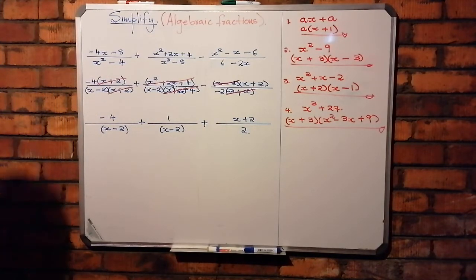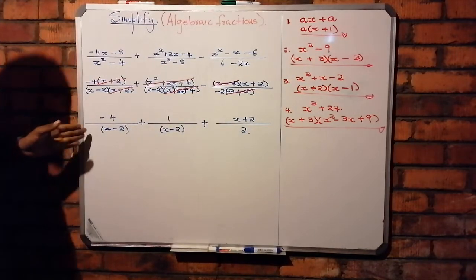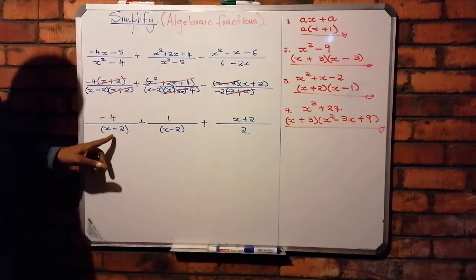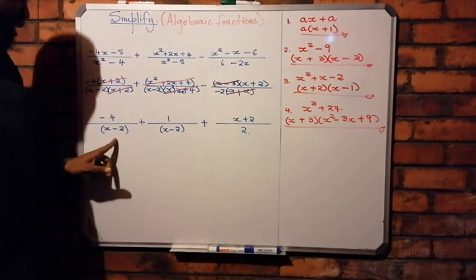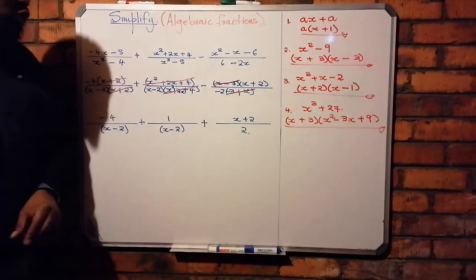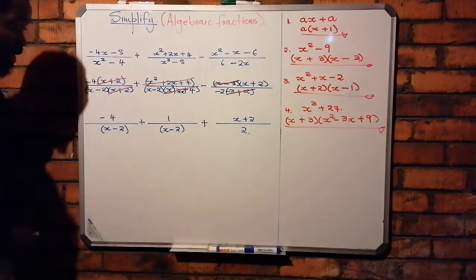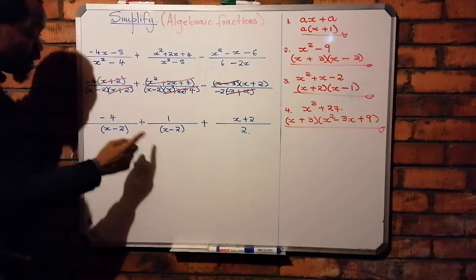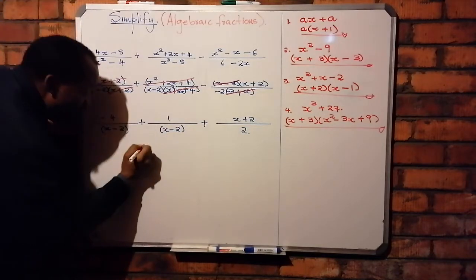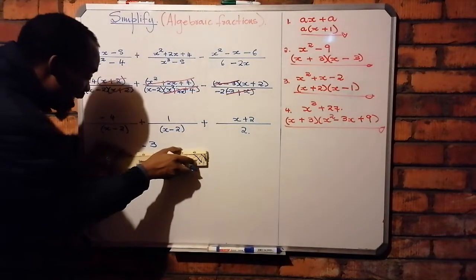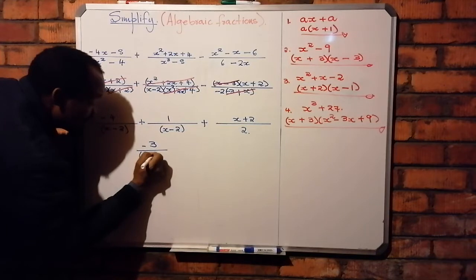Now, from there, I can see that I am adding fractions which have been simplified. Two of them have denominators which are the same, but this one does not have the same denominator. I can start with these two. Remember, if the denominators are the same, you add the numerators and take the common denominator. Minus 4 plus a 1 is a minus 3. I take the common denominator there, which is my beautiful x minus 2.